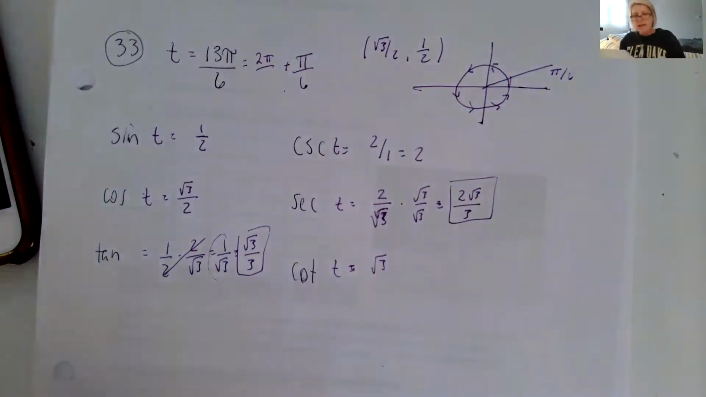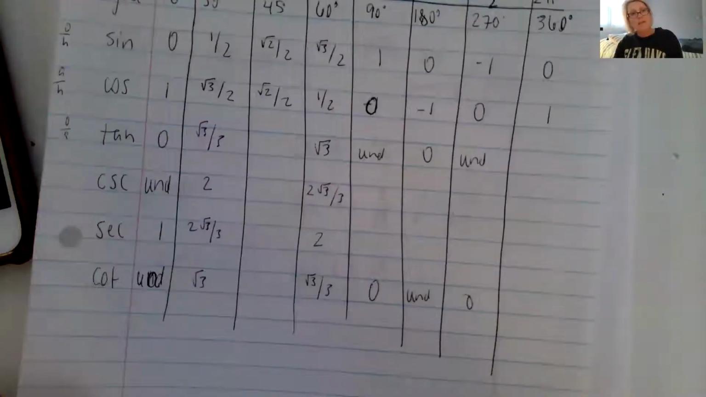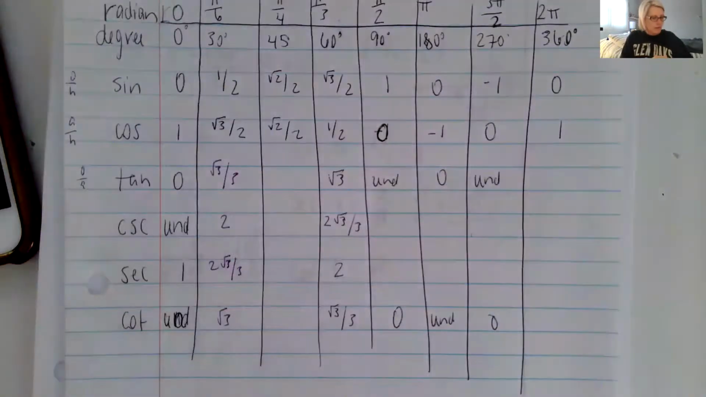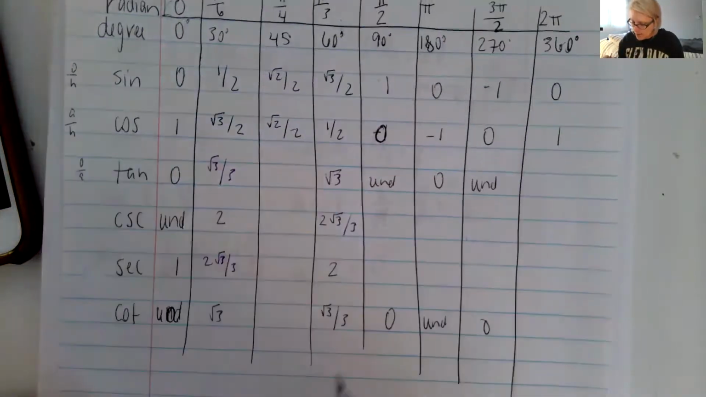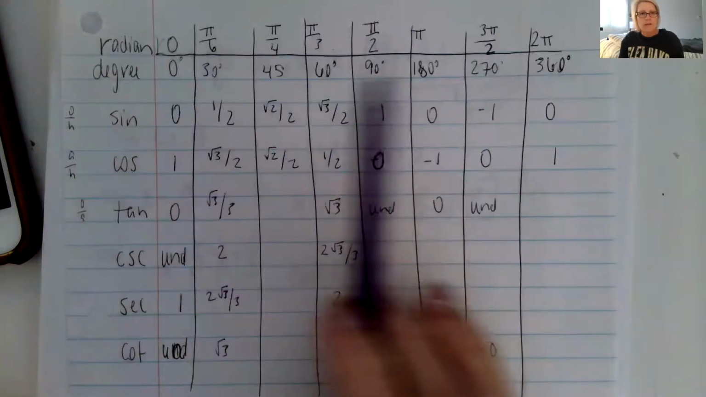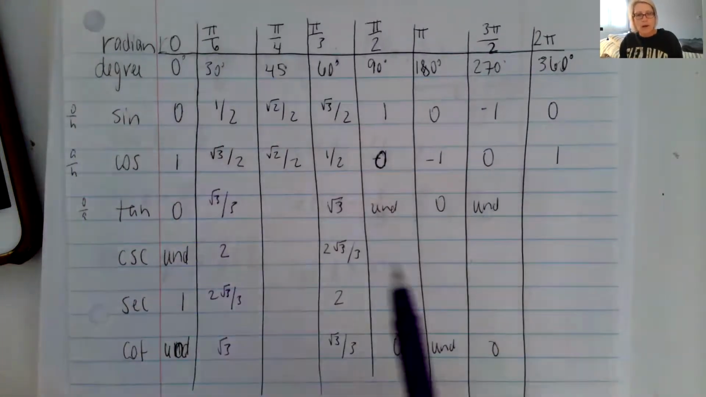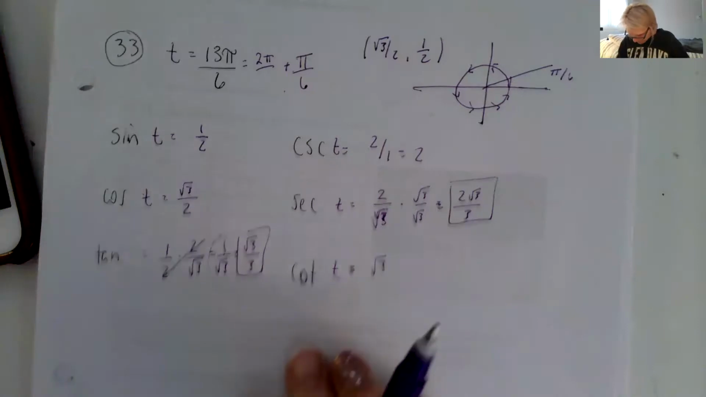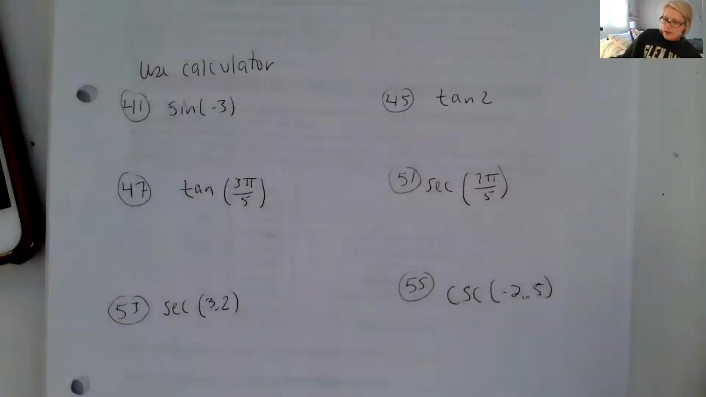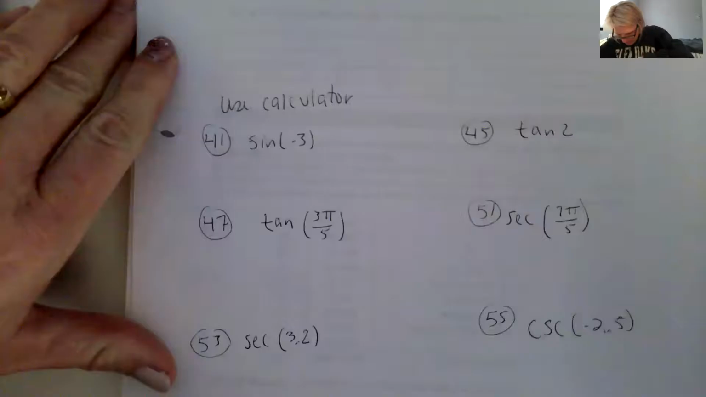I encourage you to make some kind of a table, or you can print out a unit circle. I will put a link for a unit circle that you could print out and draw for yourself. I'll put that link in Canvas. But I kind of like the table because then I can just mark all my reference angles and fill them in as we go with the things that we know. That's 33. So let's look at number 37.